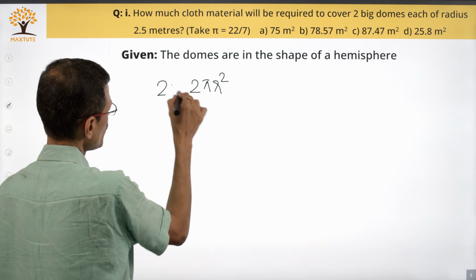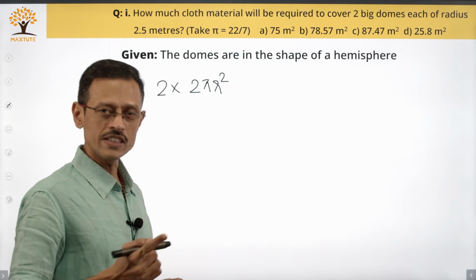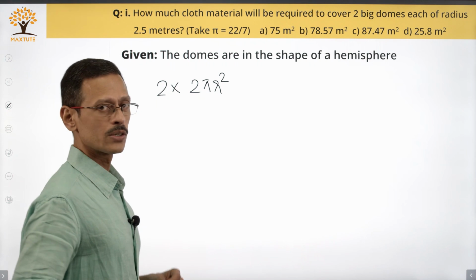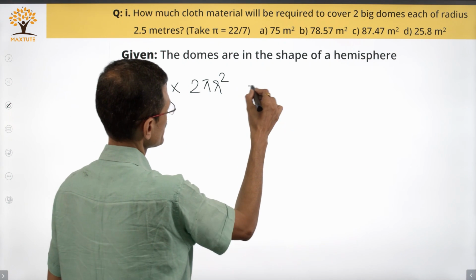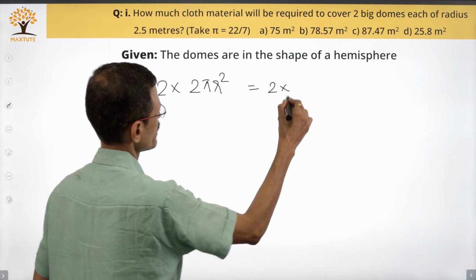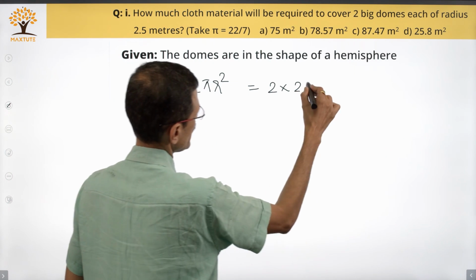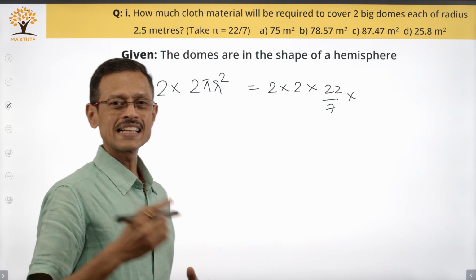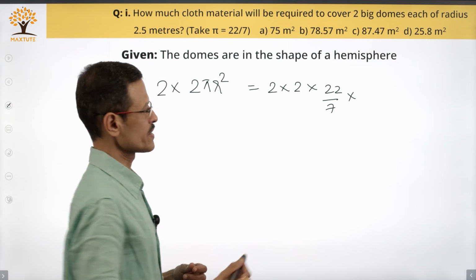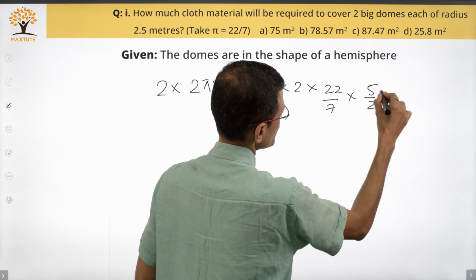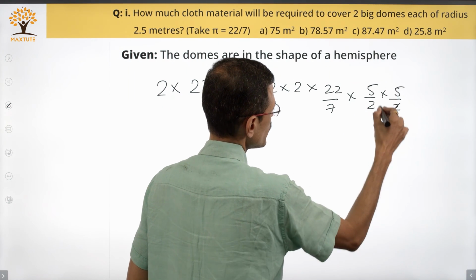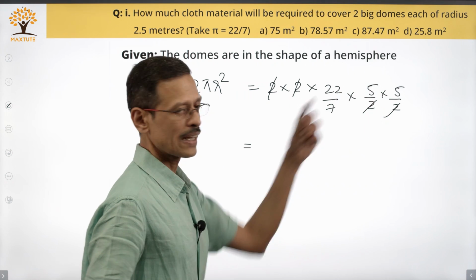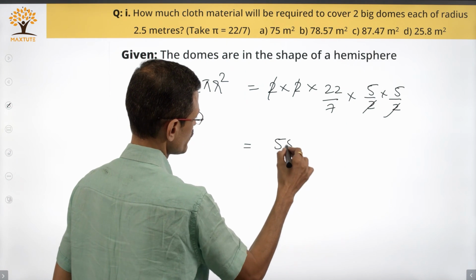We are trying to find out how much cloth will be required to cover 2 of these domes. So 2 times 2 pi r square is what we need to compute, where r is equal to 2.5. Plug in the value of pi as 22 by 7 and r is equal to 2.5. We'll have the answer 2 times 22 by 7 times 2.5. Let's write it as 5 by 2. Makes calculation so much easier. So we'll write it as 5 by 2 times 5 by 2. The 2 and 2 in the denominator get cancelled with 2 and 2 in the numerator. What we have is 22 times 25, which is equal to 550.